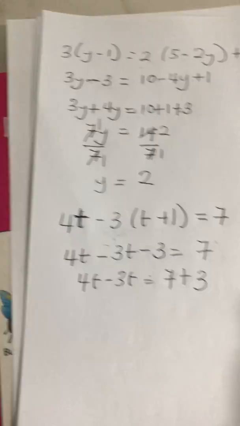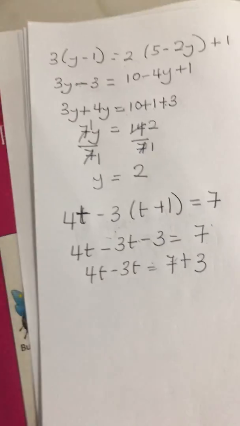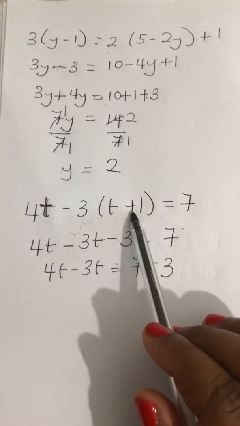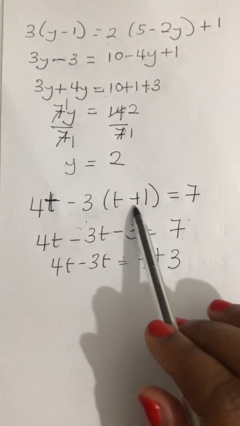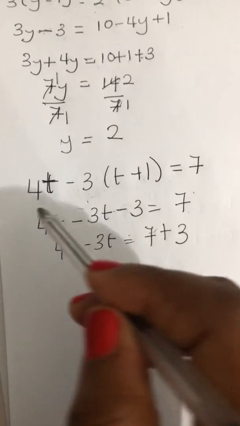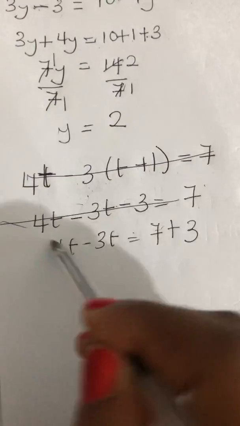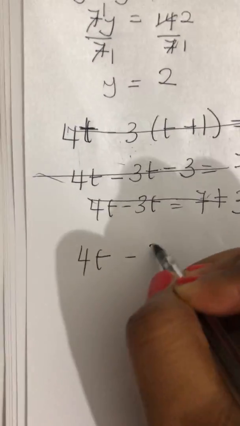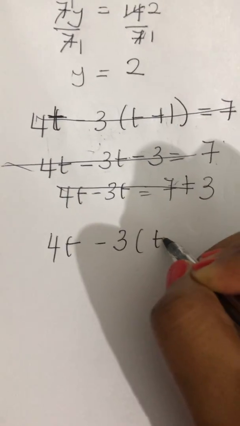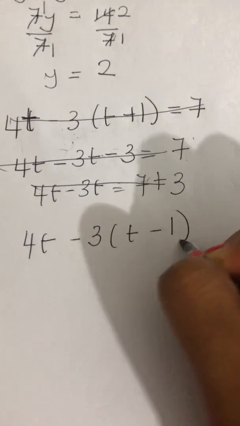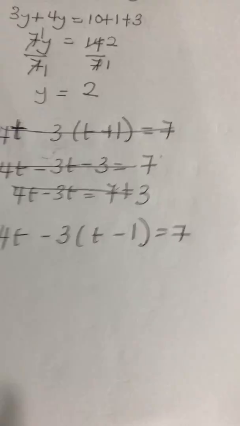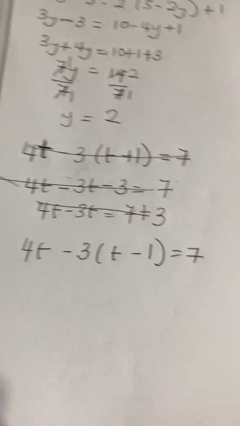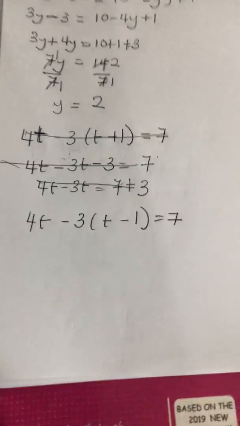Oh, sorry, I wrote the question wrongly. Sorry. Now, this one is not a positive 1. So this question is wrong. Let me rewrite the correct question for you. So it's rather 4t minus 3t minus 1 is equal to 7. Right, sorry, this one is not a positive 1. It's a negative 1 in there. Okay, so let's redo it.